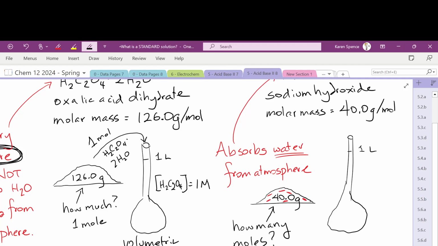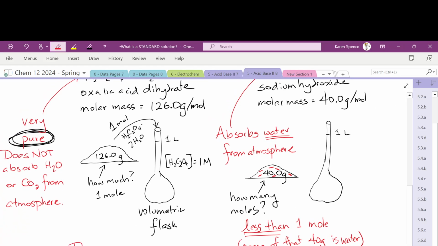This kind of substance where you can just measure it out and you know how many moles you have, because whatever mass you have correlates exactly with the number of moles, is what we call a primary standard, because we can just make that from scratch and we know the concentration is going to be 1 molar. This pure, solid, non-absorby substance, that's a word that I just made up, is called a primary standard. We can just make it from scratch and we will know its concentration.